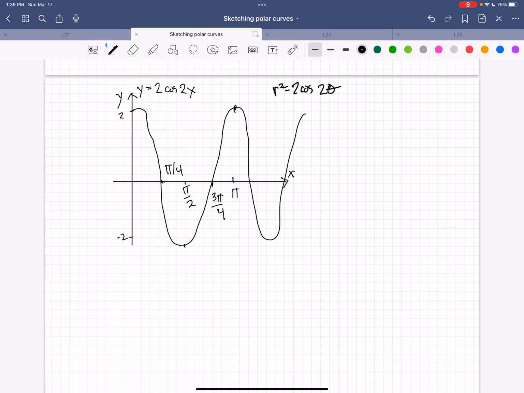So r squared is equal to 2 cos 2 theta. What we're going to do is calculate what 2 cos 2 theta is, and then we get 2 different possible radius numbers. So for instance, when theta is equal to 0, r squared is equal to 2, and so then r is equal to plus or minus root 2.